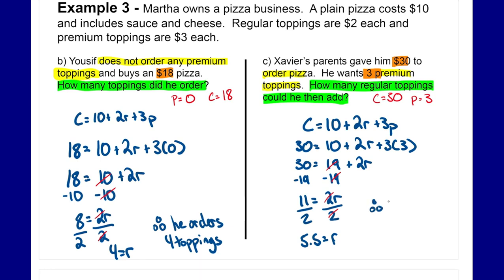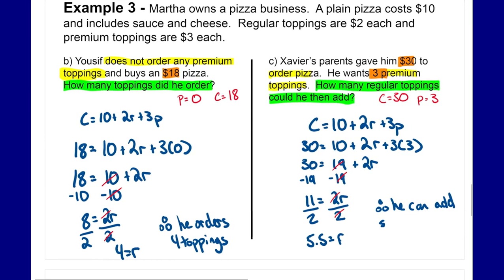So therefore, he can order, or add, we'll keep it consistent. Therefore, he can add, assuming he can only add whole toppings, we'll say 5 toppings. He can only add 5 toppings, because it's 5.5, you can't round that up to 6 because 6 toppings would make it more than the $30. So even though technically you would round up, in our scenario, you can't round up because that would put you over your limit, so you have to round down to 5.